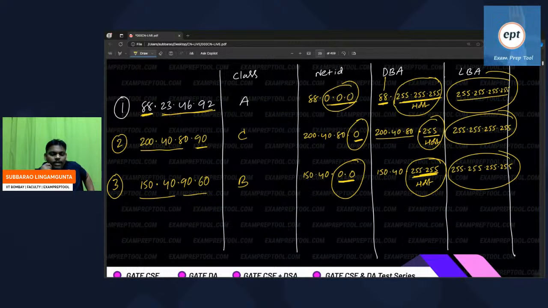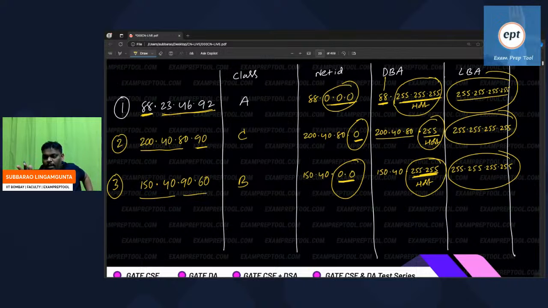Exactly. In the DBA, we don't touch the network part because you have to go to that network. Same network or different network, it doesn't matter. Whatever network ID you give, I will go there. If you give the same network, I will go to the same. But in the host area, all ones.